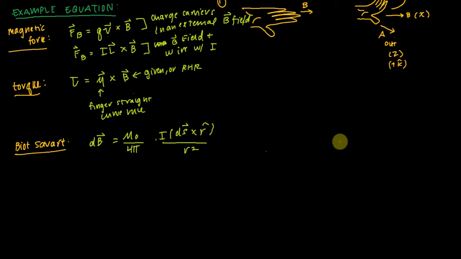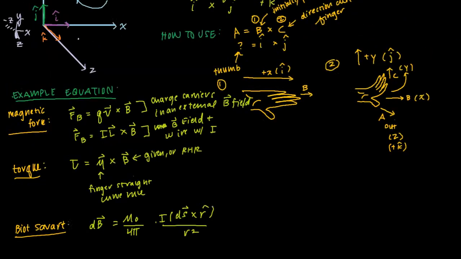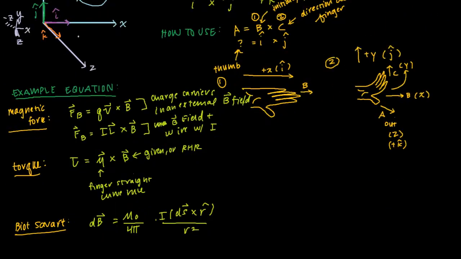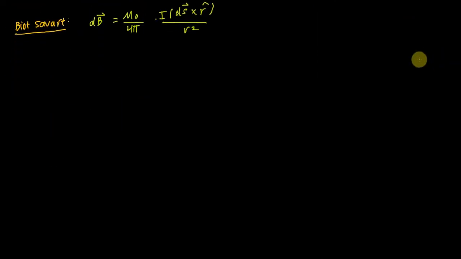So I just wanted to go over these cases, so when you see these equations, you'll be familiar with when to use the normal right-hand rule and how to use it in those cases. So now the next kind is what I was just talking about here with the Biot-Savart law, and what I'm going to call the thumb straight curve rule.